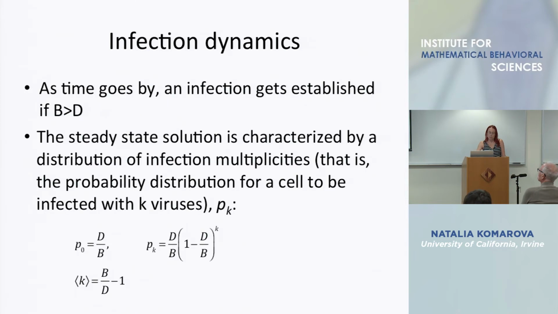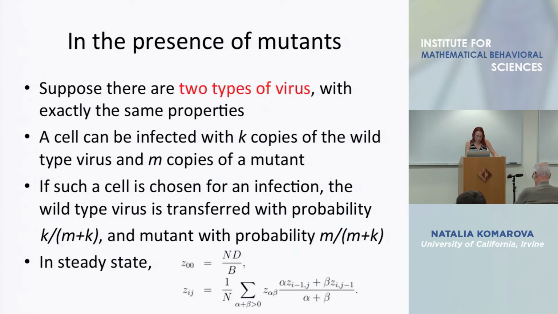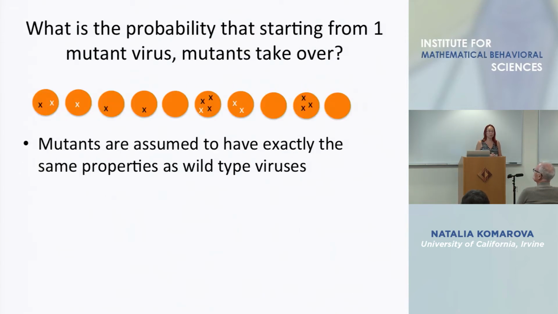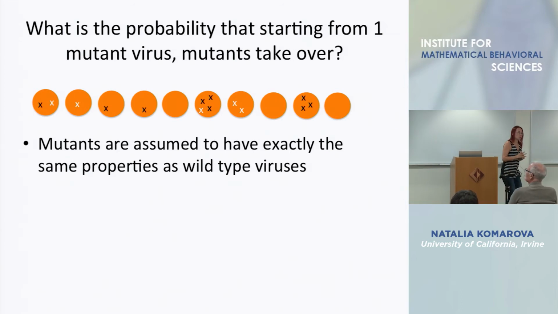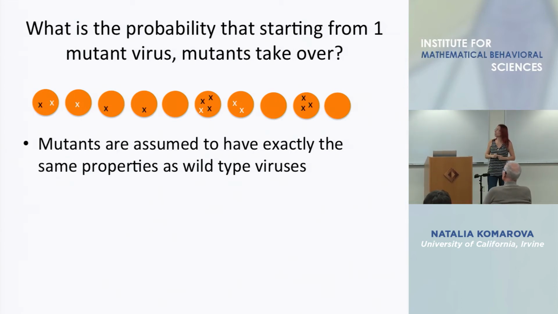Okay. As time goes by, an infection gets established if the probability of infection is greater than the probability of death. And we can calculate the probability distribution of the number of viruses per cell. This is not important here. What is important is now let's talk about two types of viruses. We're going to have a viral mutant. So before I only had black axis, now I have black and white axis. And let's suppose they have exactly the same parameters. So it doesn't matter, they just differ by color. Okay, and I repeat this process. Okay, and the question is, what is the probability that a white viral mutant will dominate in the end?